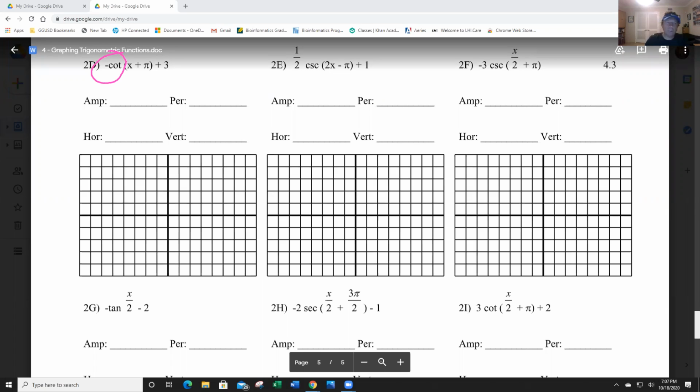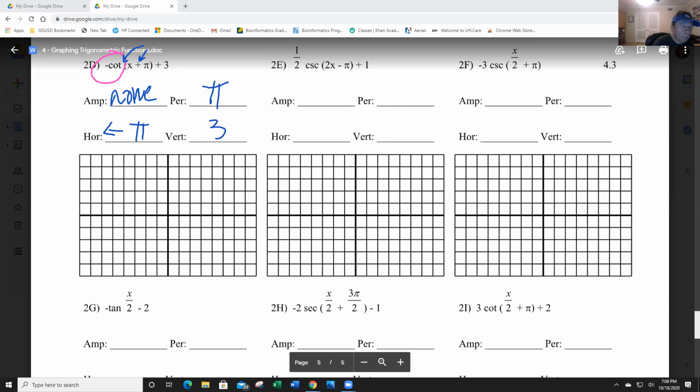Okay. Amplitude is, we're not going to be even talking in terms of that. So that's none there. Okay. The period on this will be, I think it's still pi. We're still doing pi there because that's a pi divided by 1, which is still pi. The horizontal shift is going to go to the left pi. Again, it's going to go opposite of that positive sign. Okay. And then the vertical shift is up 3.